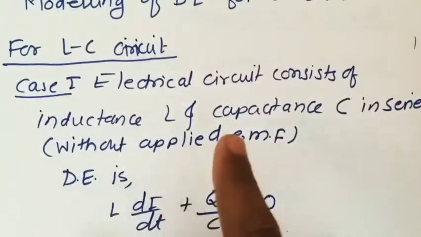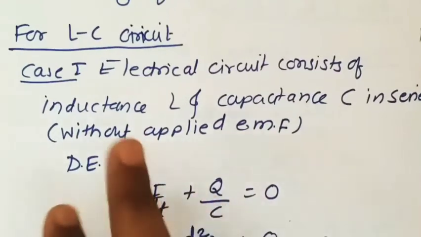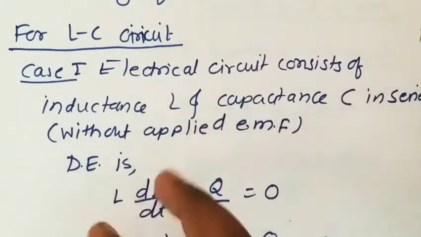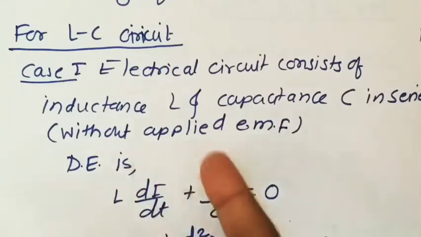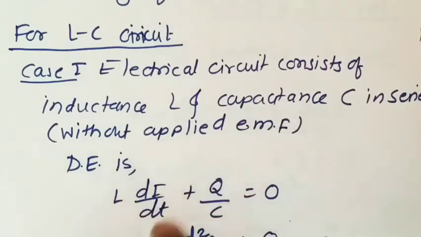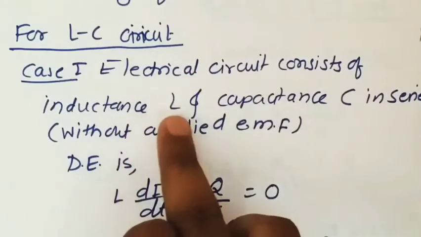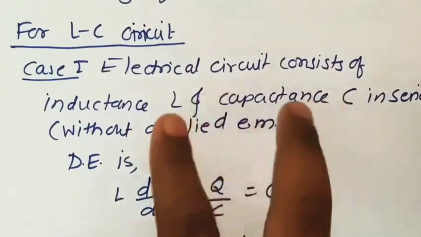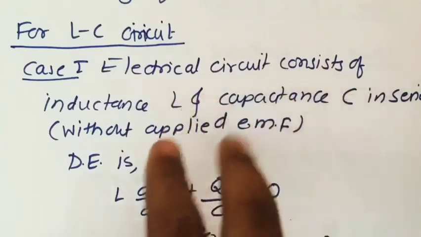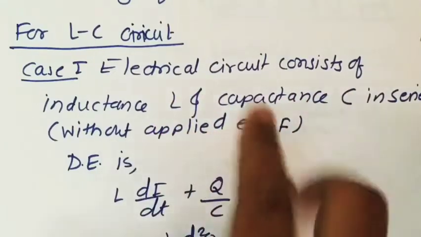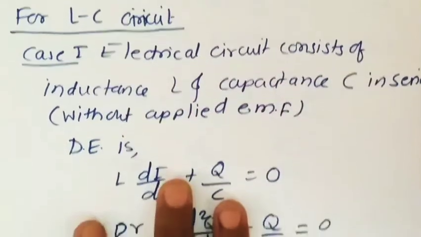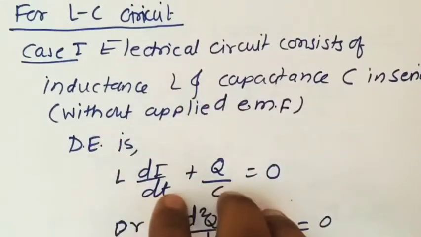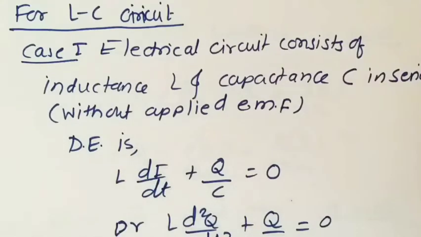Case 1. There are two cases again for LC circuits: when there is no external EMF and when there is an external EMF. In that case, the electrical circuit consists of inductance and capacitance in series. Only inductance and capacitance are taken here, no resistor, without applied EMF. So when there is no external EMF, the differential equation will be given as this. The differential equation we have written with the help of Kirchhoff's law.